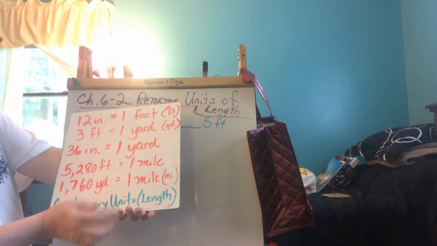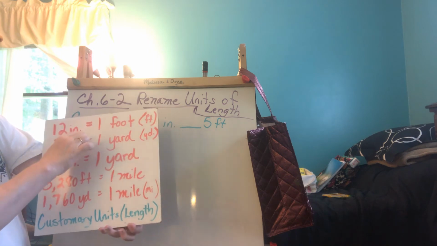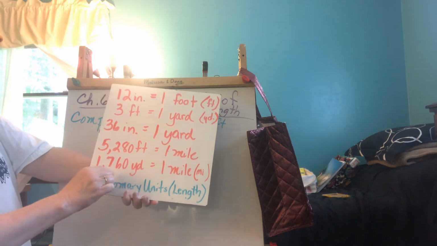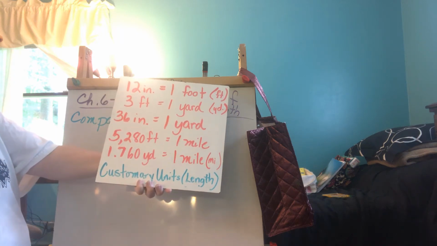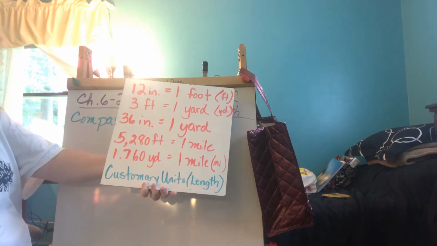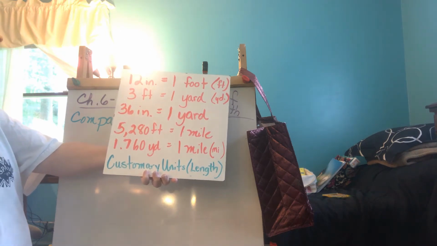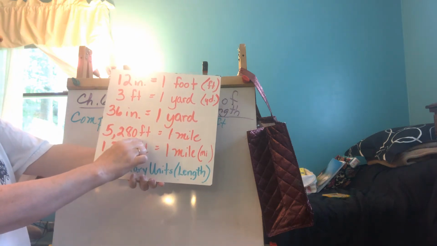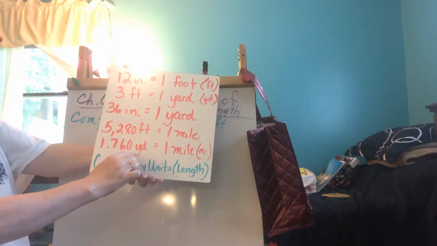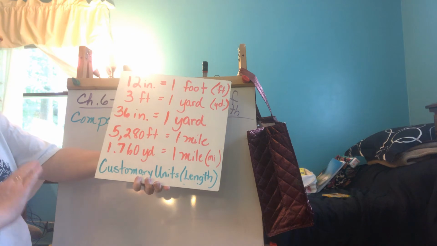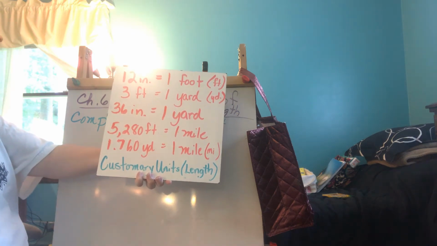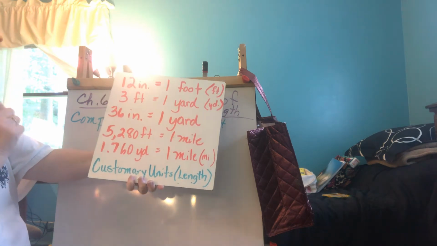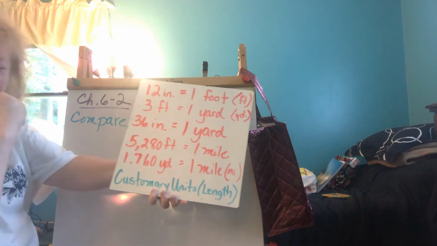But just like the yard could be broken up into feet or inches, a mile can be broken up into yards or feet. So 1,760 yards equals 1 mile, and 5,280 feet equals 1 mile. So 5,280 feet, 1,760 yards, and 1 mile all measure the same distance. Okay, just like we said up here on the, sorry, I'm trying to get here.